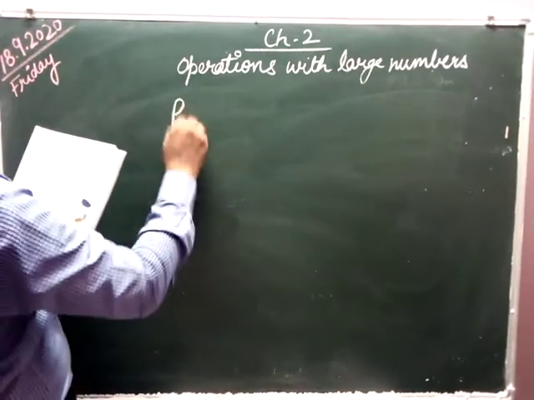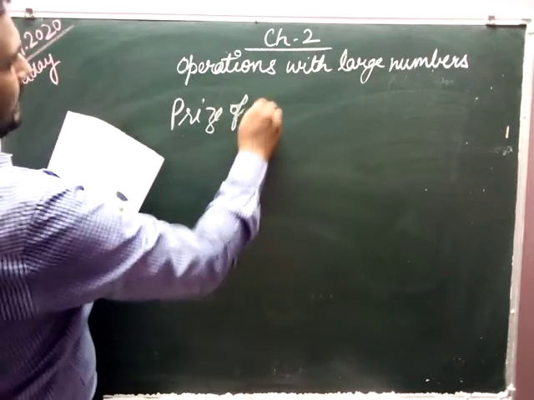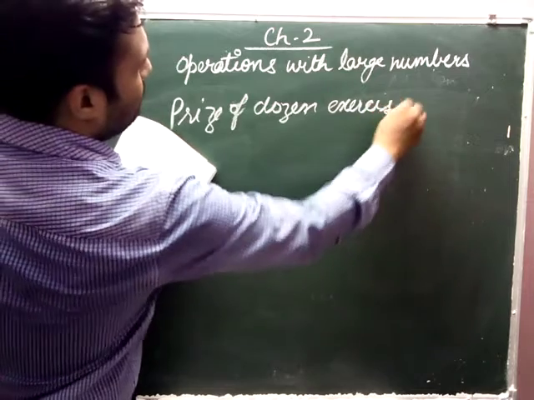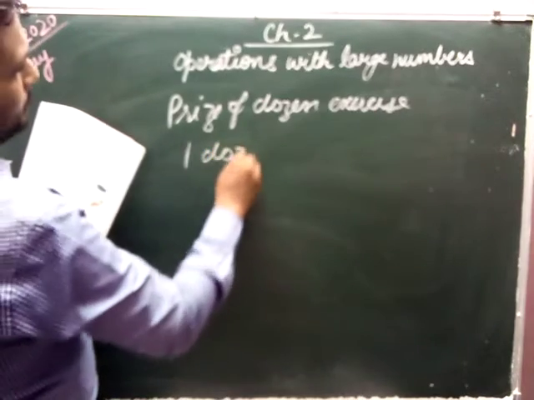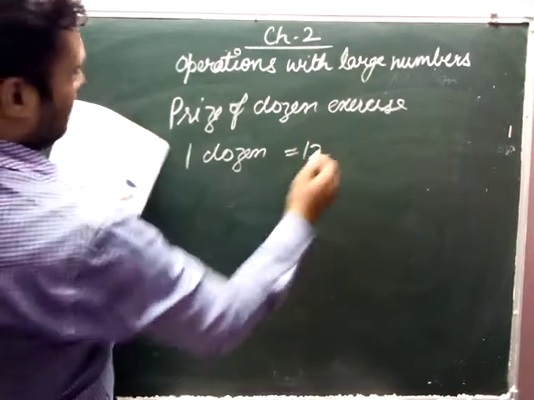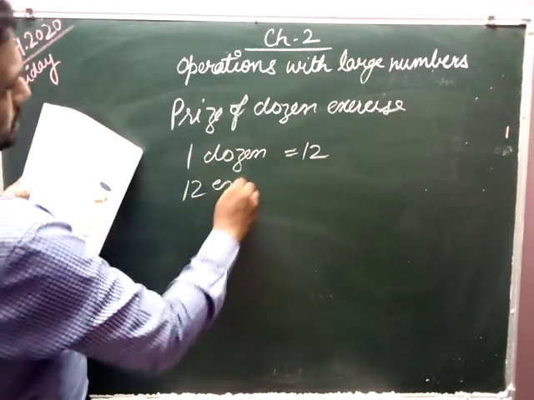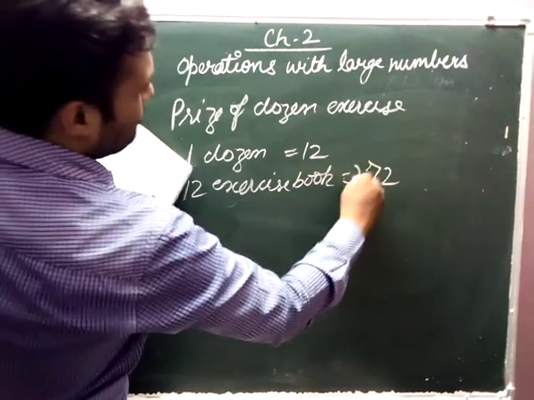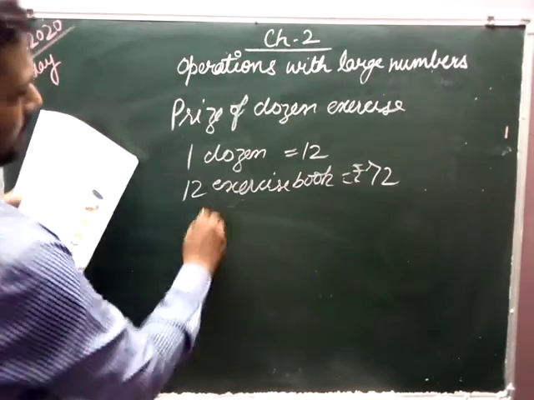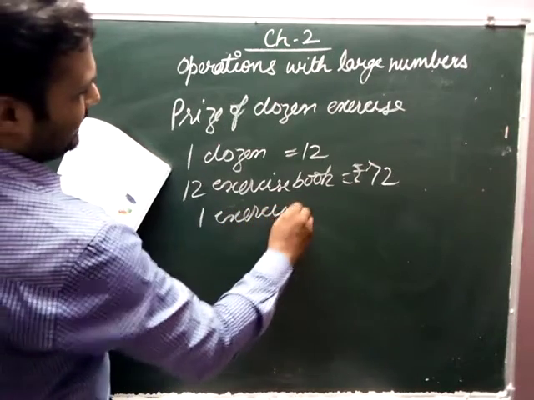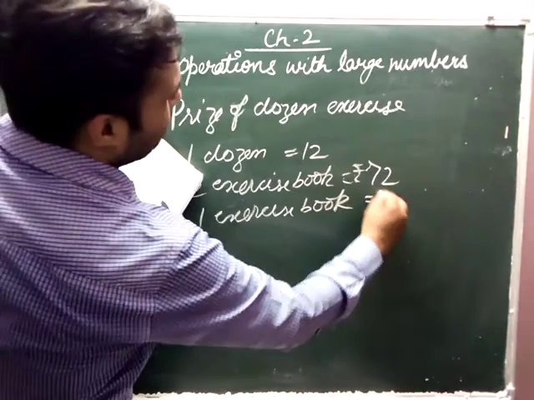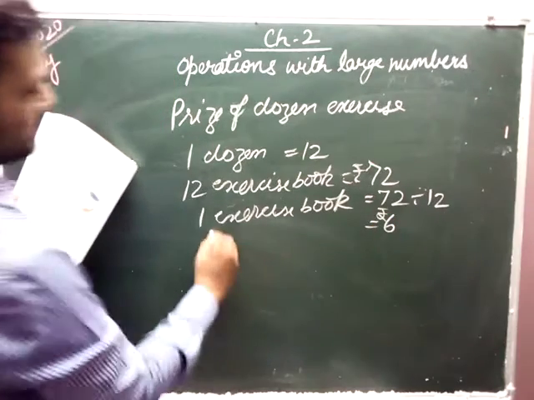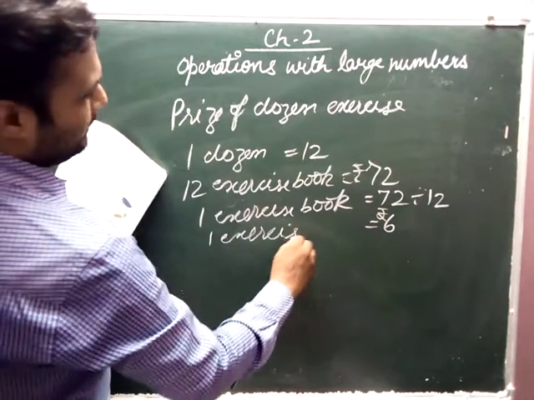The price of a dozen exercise books: one dozen equals 12. So the 12 exercise books equal rupees 72. This is the rupees 72 for the 12 exercise books. One exercise book equals what? We have to divide 72 by 12. So the answer is 6. One exercise book equals rupees 6.